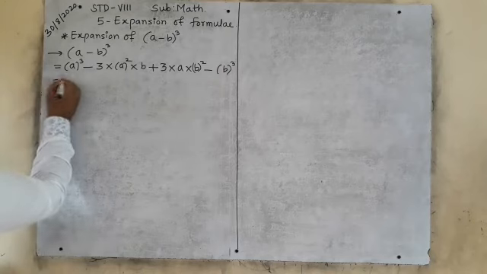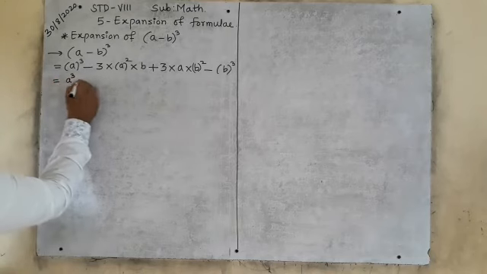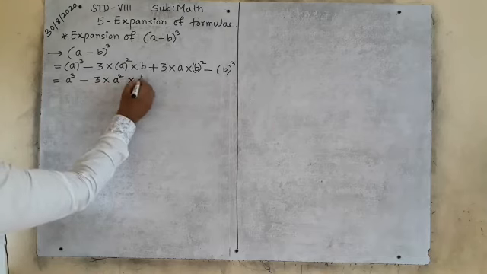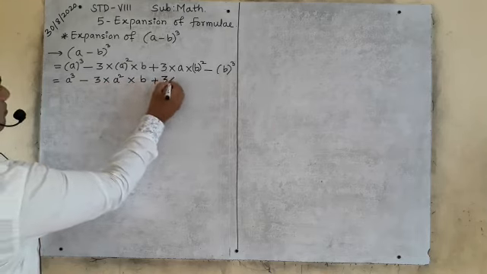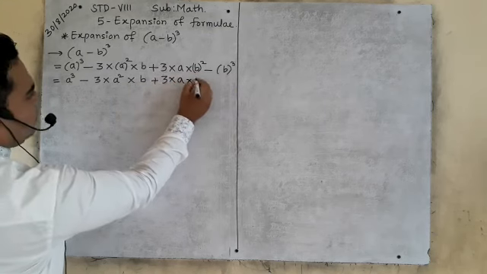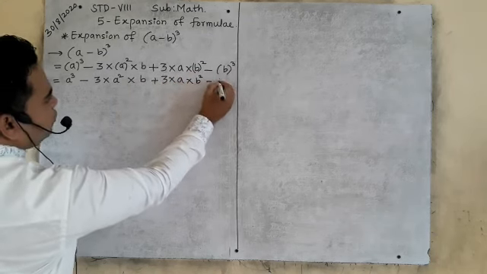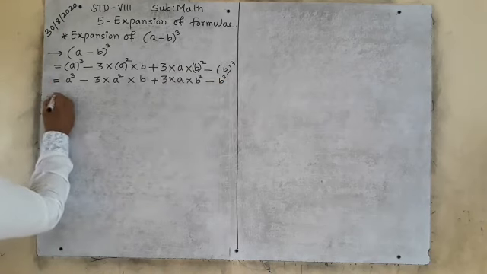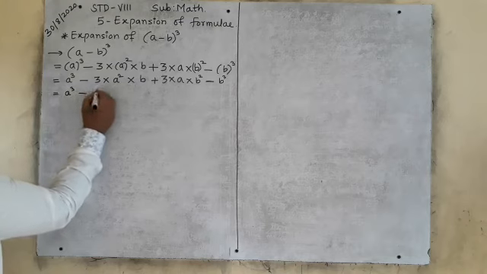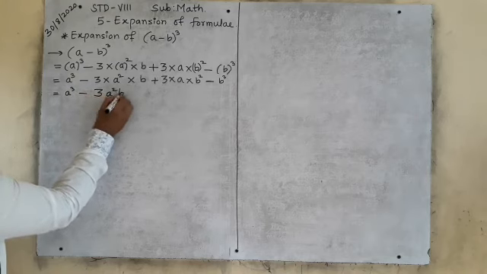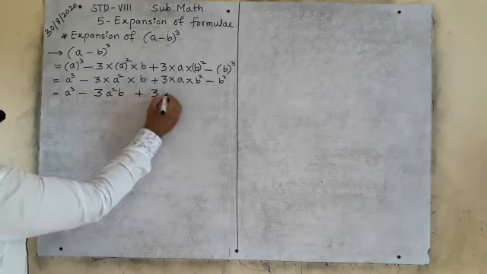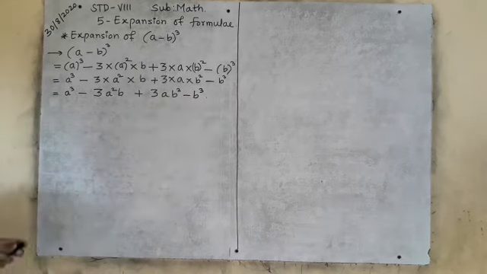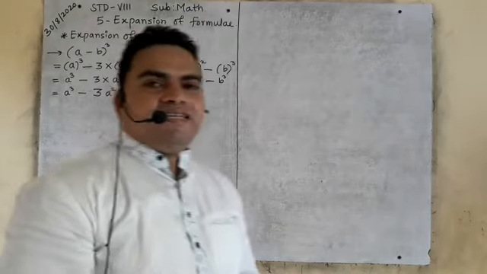So now you will solve this. A cube means how much? A cube minus 3 multiplied by a square means a square, multiplied by b, plus 3 multiplied by a multiplied by b square means b square, minus b cube means b cube. Is it clear? So now you will solve this. A cube minus 3a square b plus 3ab square minus b cube. This is how you have to solve practice set 5.3.